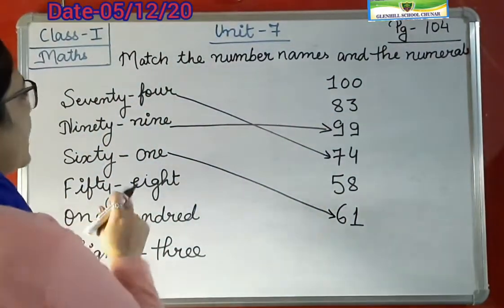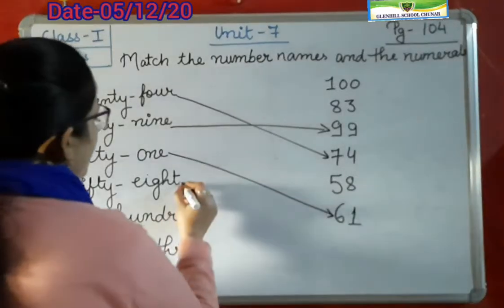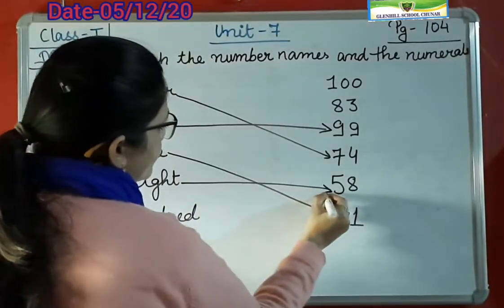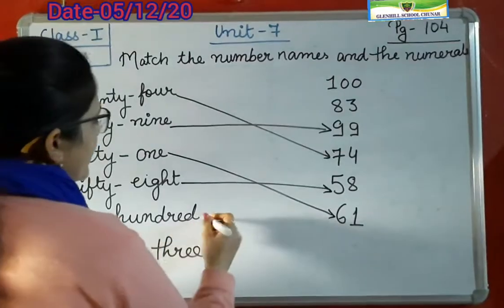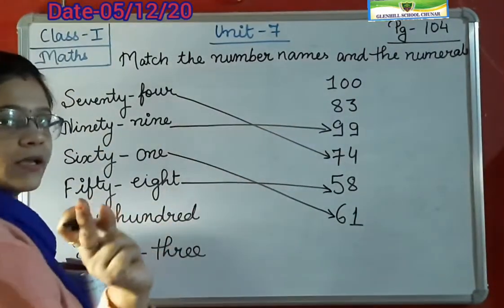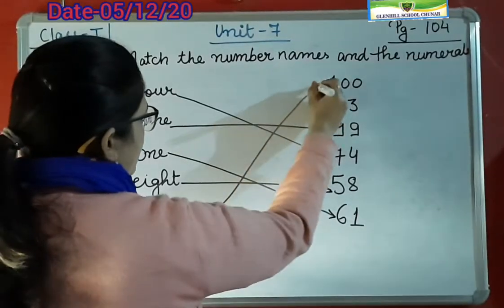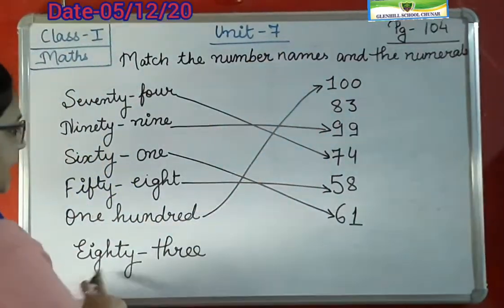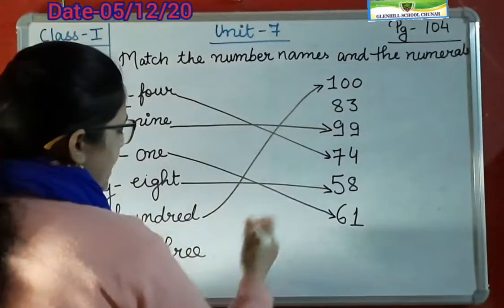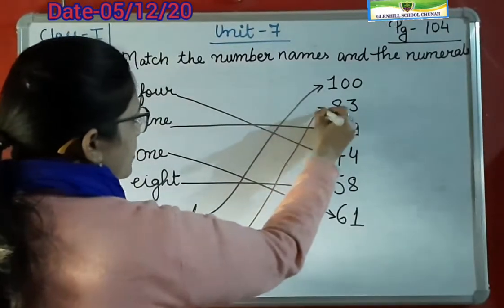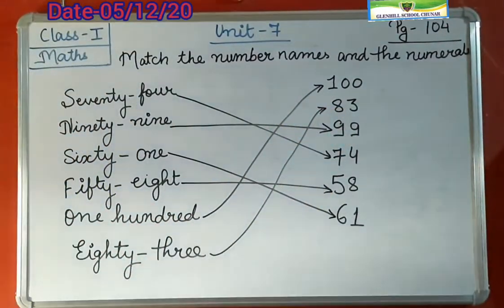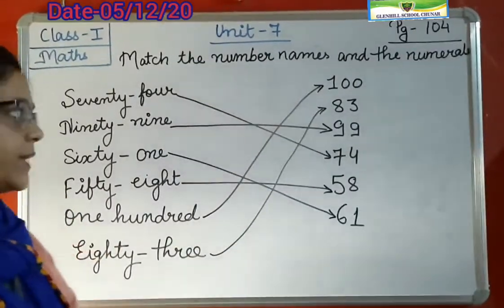Now 58. 58 is here. Okay. 100. So 100, can you see at the top? Okay. 83. 83 is left, so 83. Okay, so like this you have to match in your book. So do it, students.